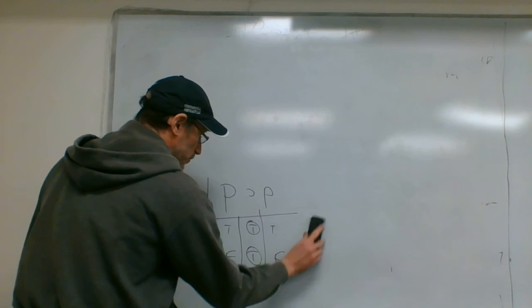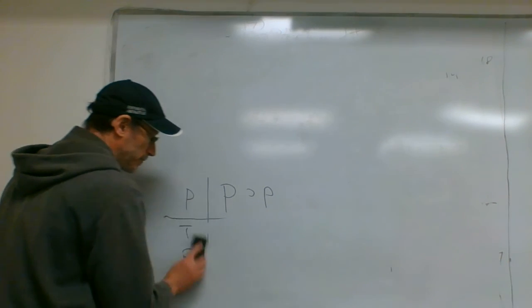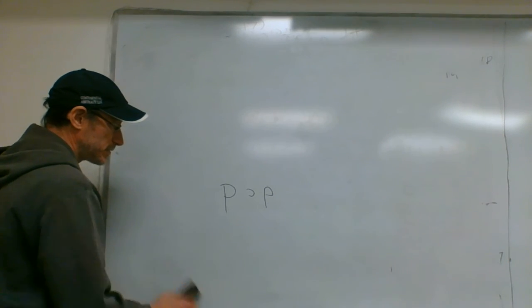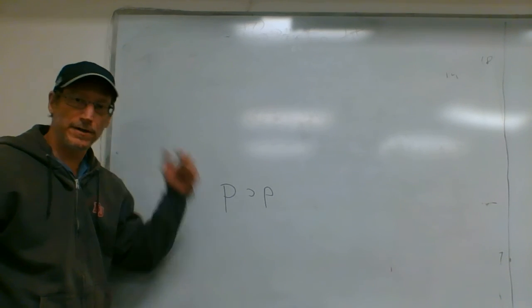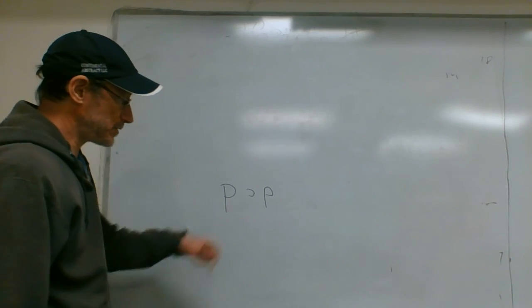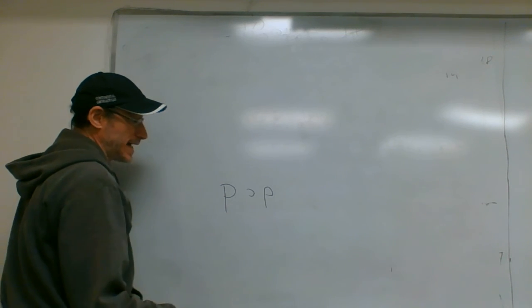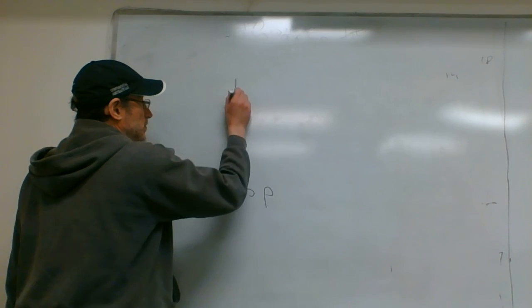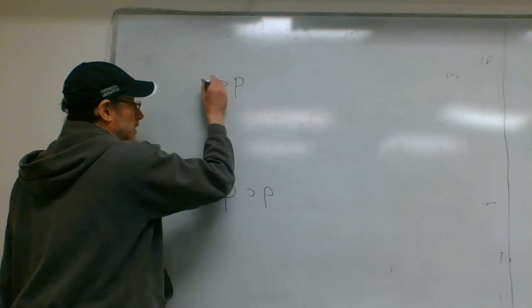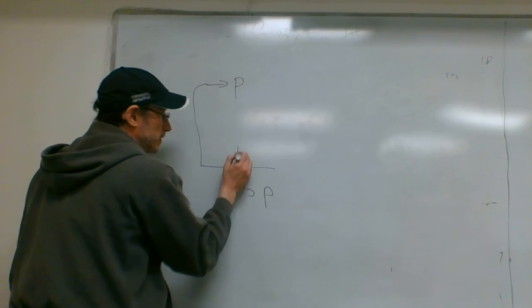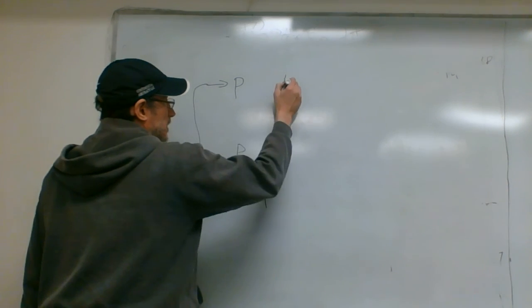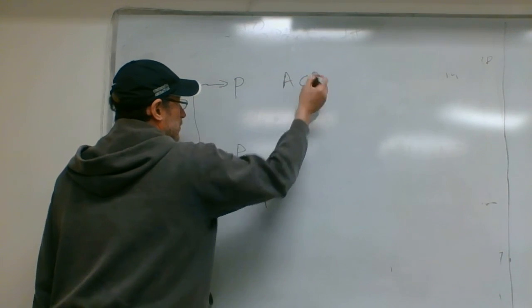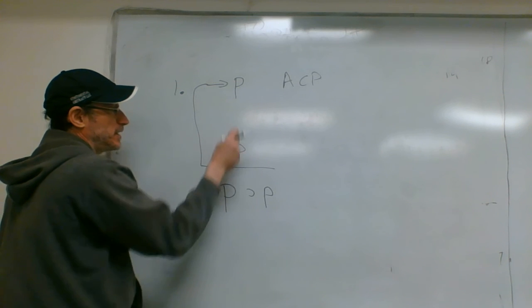Okay, how would we prove this using the proof method? Very simple. This is a conditional. One way to prove a conditional is to use CP. In fact, that's the most natural way. If I assume P, can I get to P? I hope so. If I assume P, this would be assumption for conditional proof. Now, how can I get P out of P?